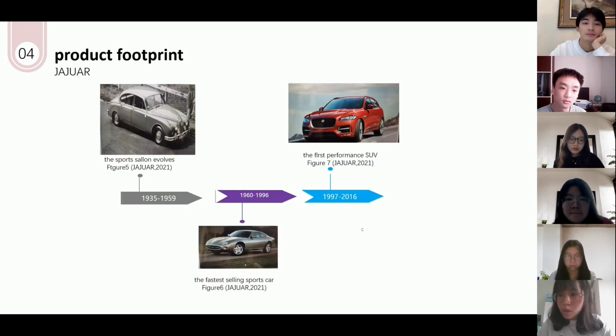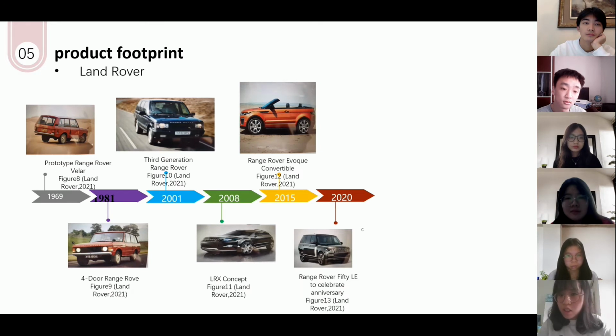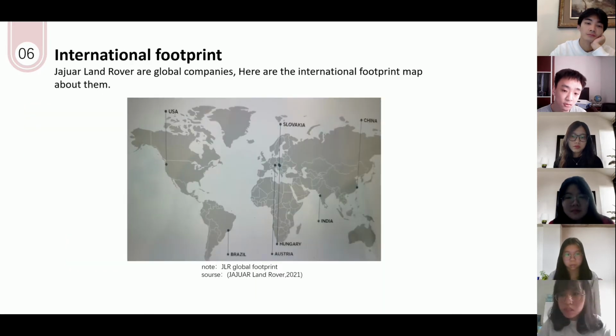Here are product footprints about Jaguar from 1935 to 2016. Next. Land Rover product footprint from 1969 to 2020. Next. The international footprint map of Jaguar Land Rover. Here are three main research and development centers overseas. Next.